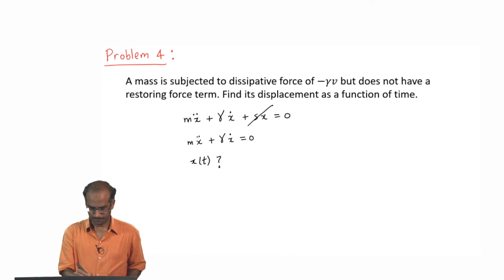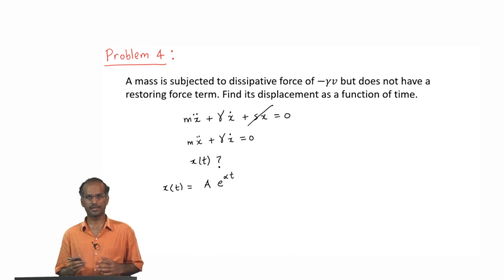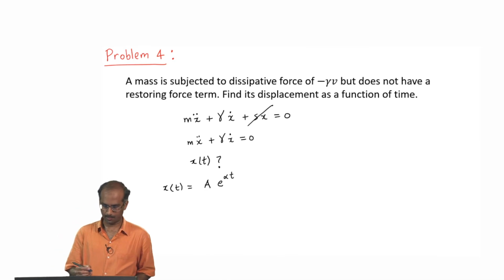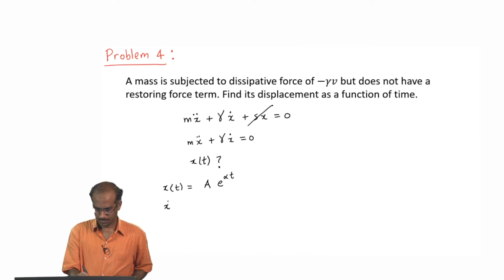So, let us assume the solution x of t to be A, which is a constant, e power alpha t, and we will determine this alpha in a while. x dot of t would be A alpha e power alpha t, and x double dot of t would be A alpha square e power alpha t.